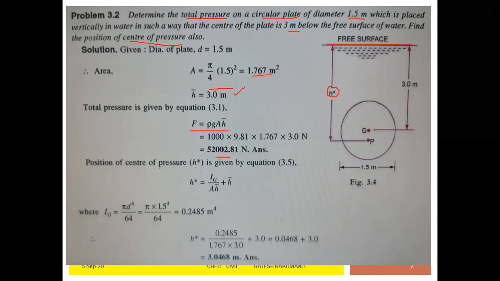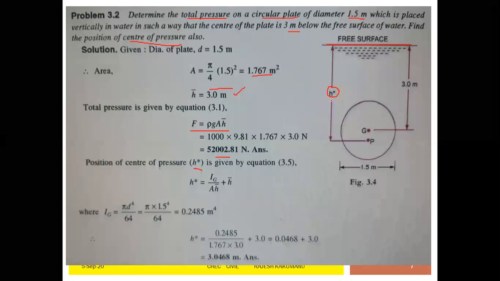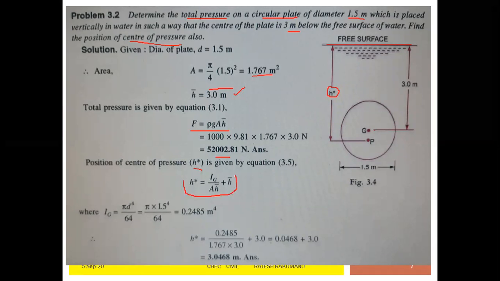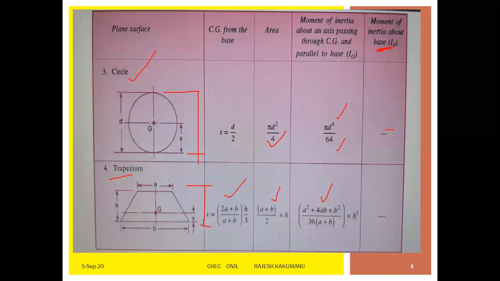Next, position of the center of pressure, H star. For H star, take the formula again from the derivation we did yesterday. Now Ig is equal to pi D to the power of 4 by 64. Where did this formula come from? You have to know this one. About the center of gravity, Ig is pi D to the power of 4 by 64.